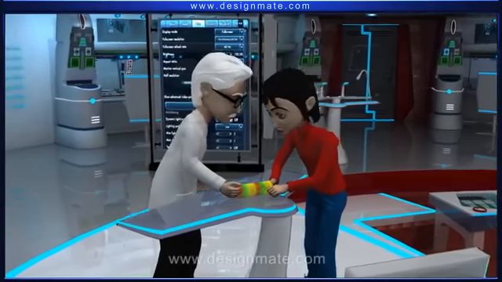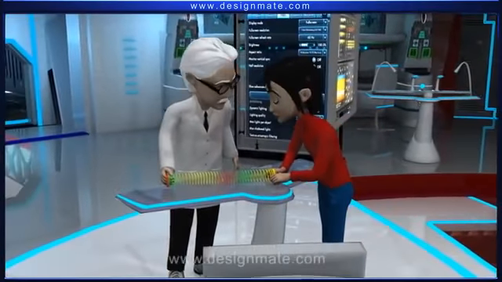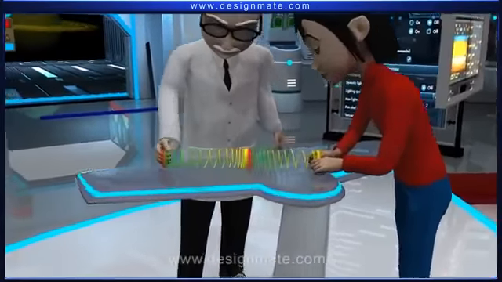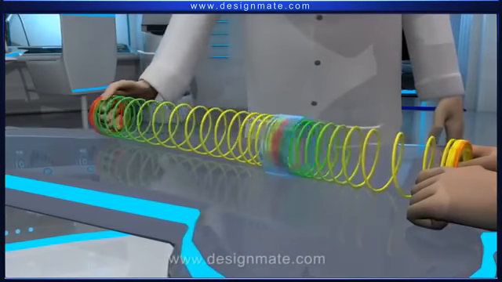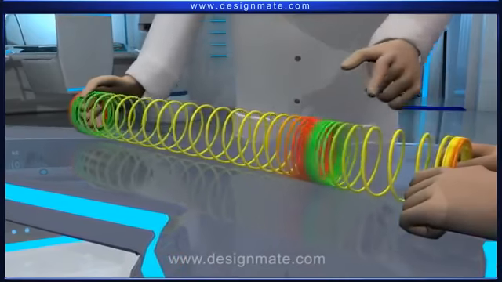Emily is holding one end of the slinky, while Dr. Zook is pulling its other end towards himself and then pushing it towards Emily. Watch closely, and you will notice that some of the coils crowd close together and then slowly move farther apart.